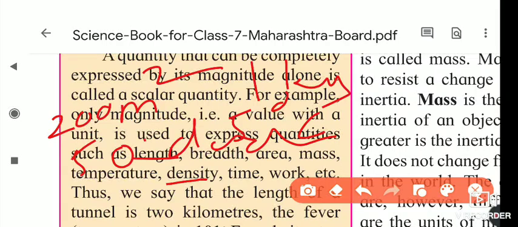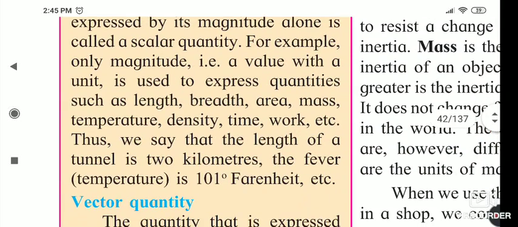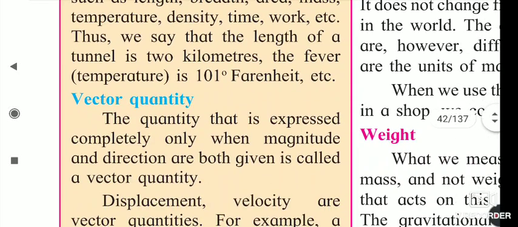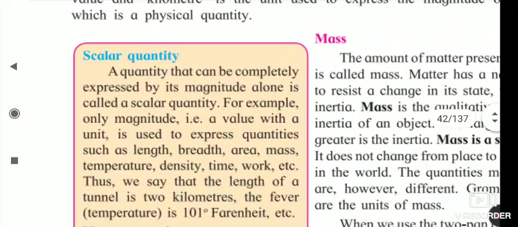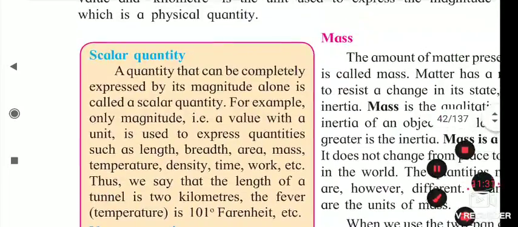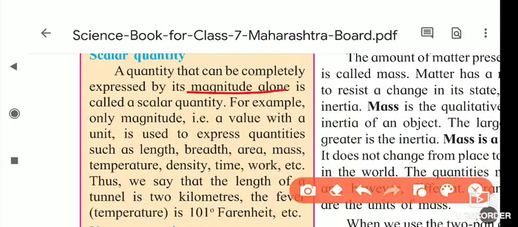In that way we are using work. These are the things where we are not taking the direction into account. So we say that the length of a tunnel is 2 kilometers. The fever temperature is 101 degrees Fahrenheit, etc. In a scalar quantity, you have to keep in mind that we are taking only magnitude into account. Only magnitude is in account.